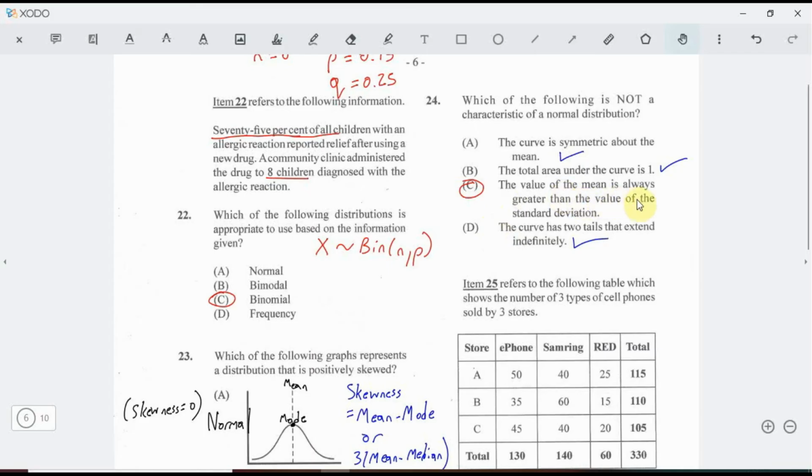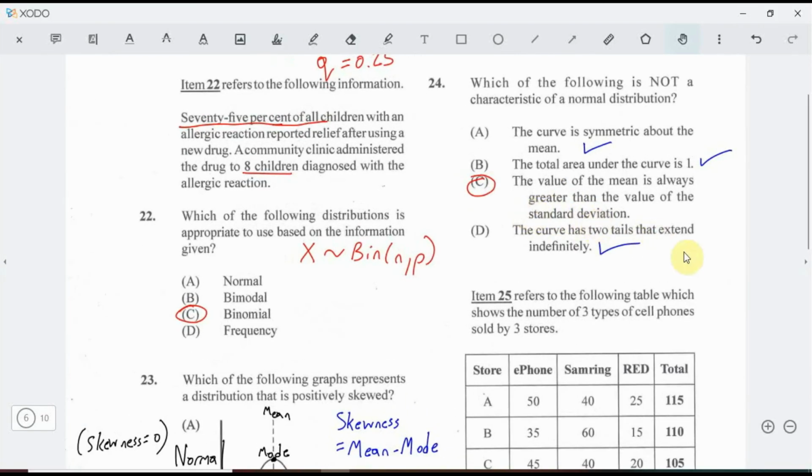The value of the mean is always greater than the value of the standard deviation. That is rubbish. The mean can be 0 and the standard deviation is 1. The mean can be 20 and the standard deviation is 25. We don't know. The mean is not always greater than the standard deviation. So that's not necessarily true.